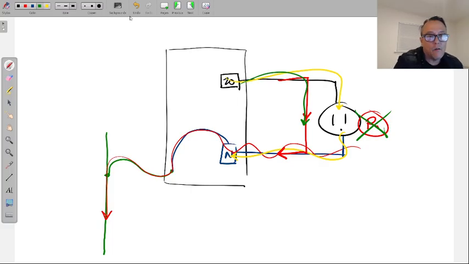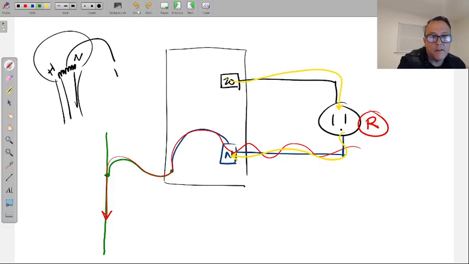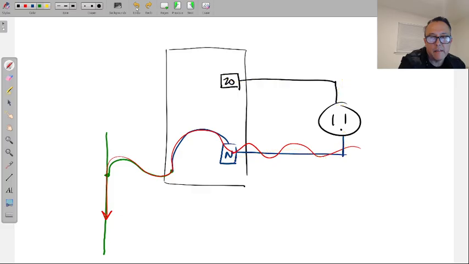But let's say at that outlet, none of that happens. The hot and the neutral don't touch. Let me go this way. Sorry to bring back some stuff, but if not, I can. There we go. I have to erase and it can get messy.